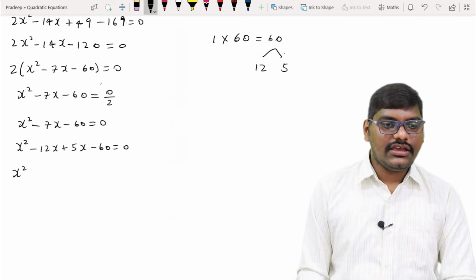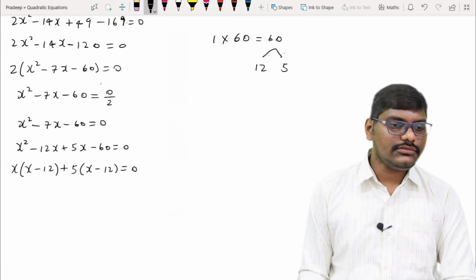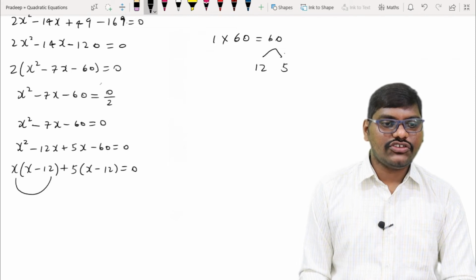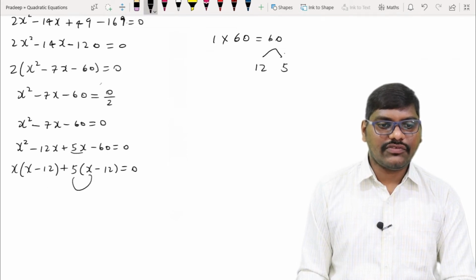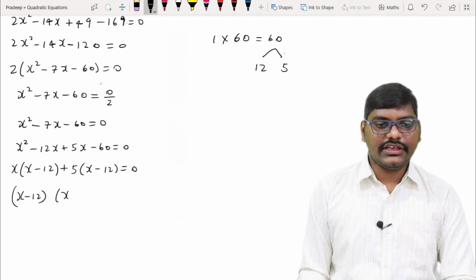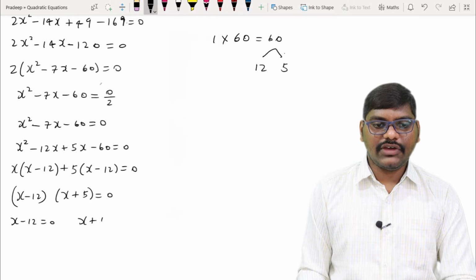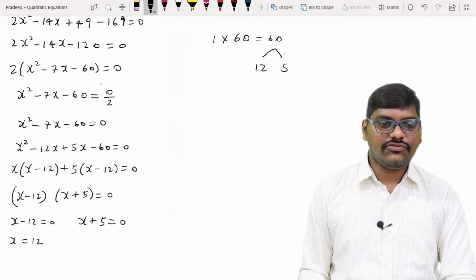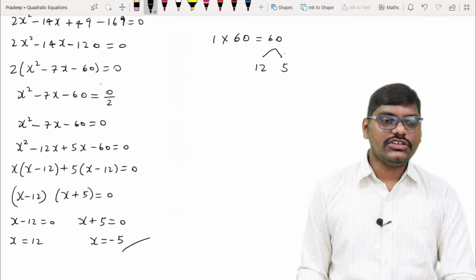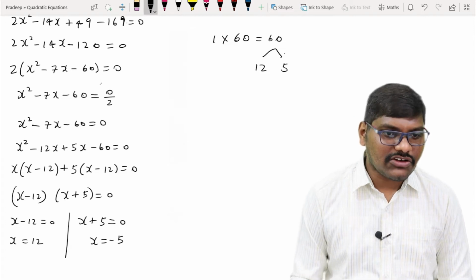So I can write x square, I'm just taking x common, so I'll remain with x minus 12. Here I'll just take 5 common, so I'll remain with x minus 12. Okay, x into x is nothing but x square, x into 12 is 12x, here also 5 into x is 5x, and here 5 into 12 is 60. So in both of the cases x minus 12 is there, I can take x minus 12 common, so I'll remain with x plus 5. So if I separately take x minus 12 equal to 0, x plus 5 equal to 0, this is x equal to 12 and this is x equal to minus 5. So these are the two roots of this particular quadratic equation.